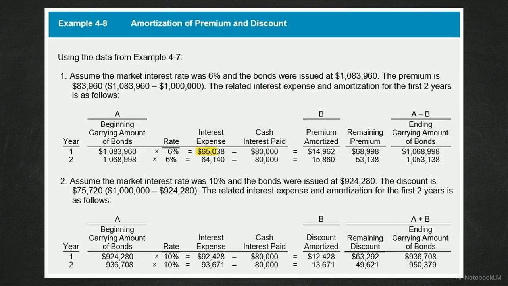But to calculate year one's recognized interest expense, we multiply the $1,083,960 carrying amount by the 6% effective rate. That yields only $65,038. The mathematical difference between the $80,000 cash paid out and the $65,038 recognized expense is $14,962. That $14,962 difference represents the premium amortization. It actively reduces the bond's overall carrying amount down to $1,068,998 as the company heads into year two.